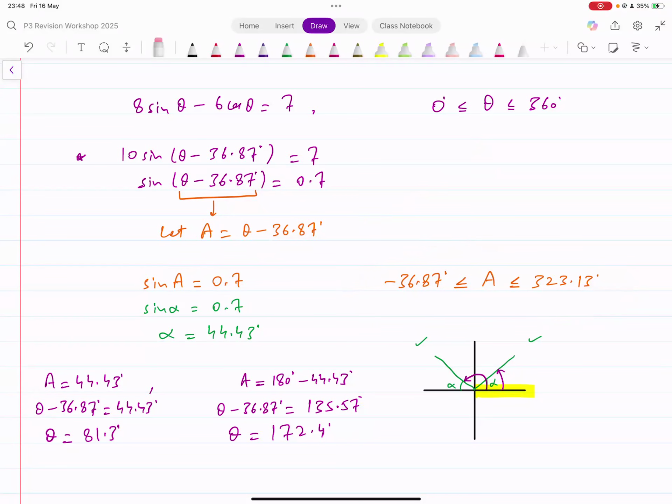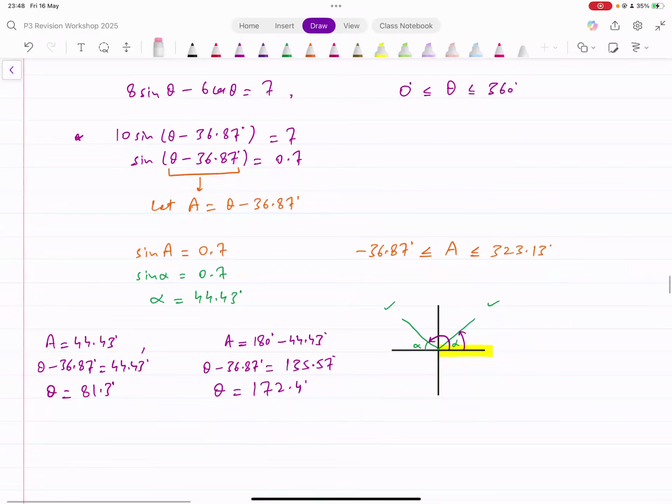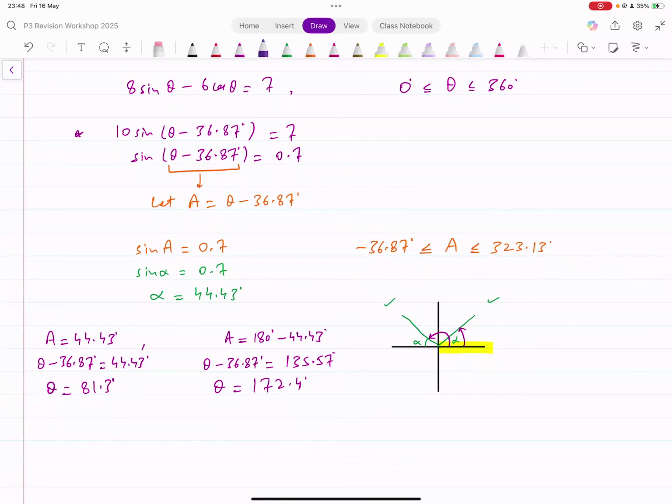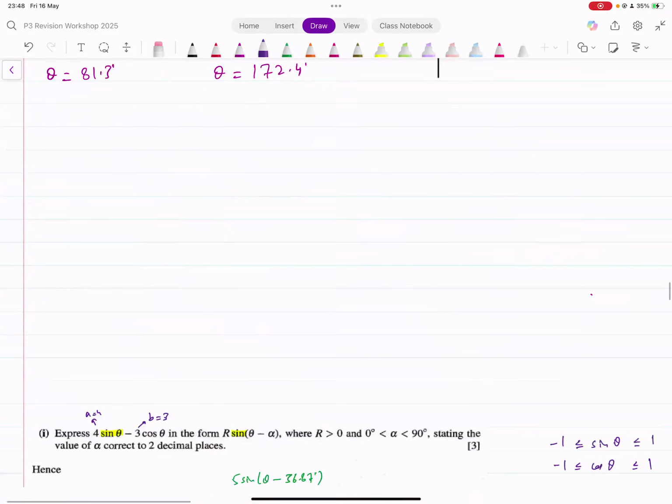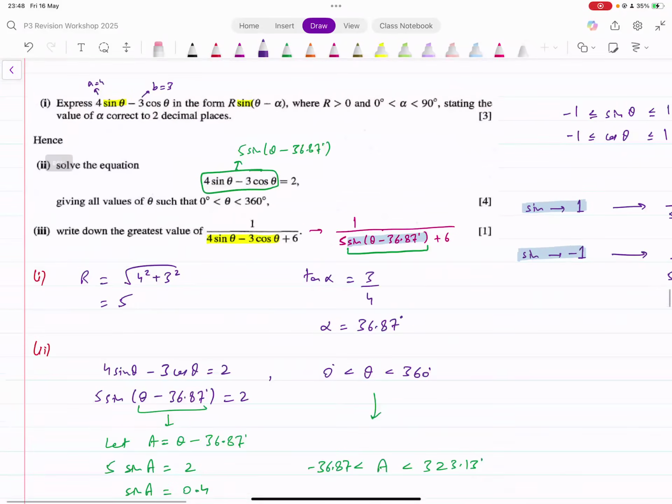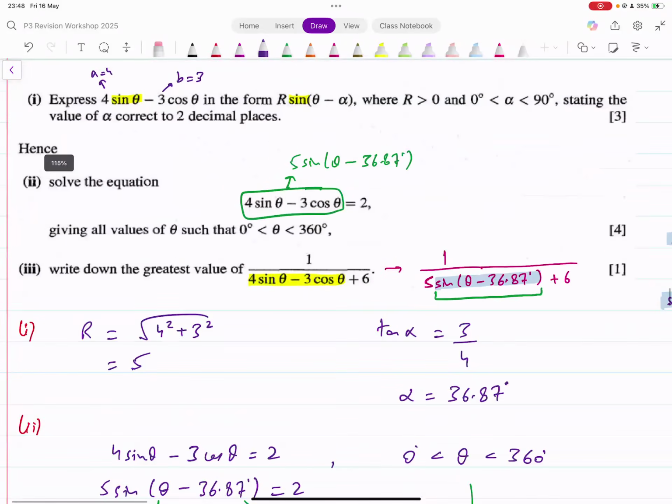So that's important, okay? If you want to understand in detail how this process works, have a look at the P1 trigonometry revision video. It's explained in a bit more detail there. So let's have a look at this.